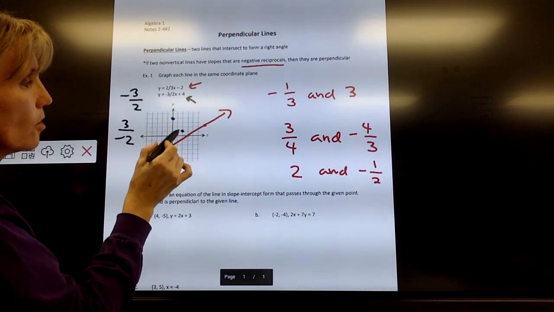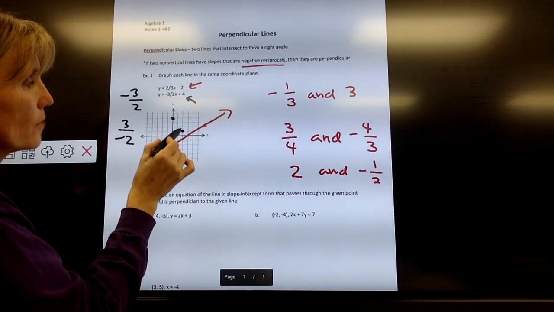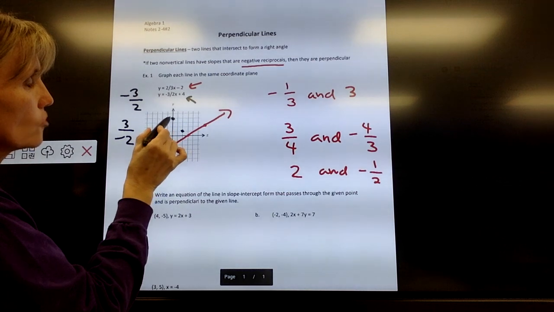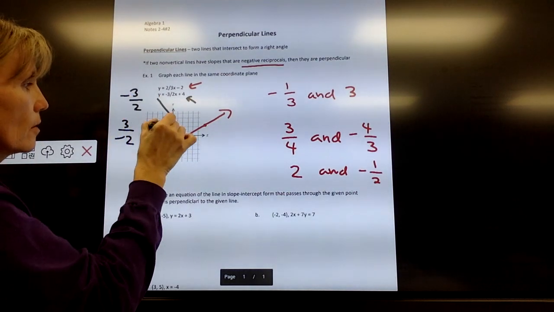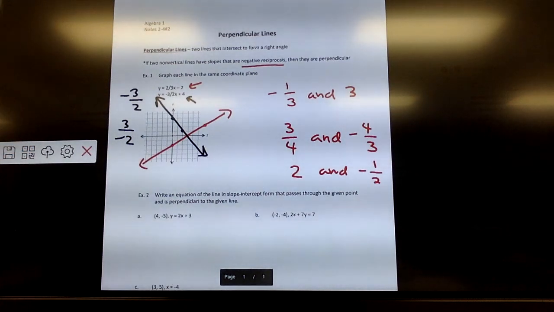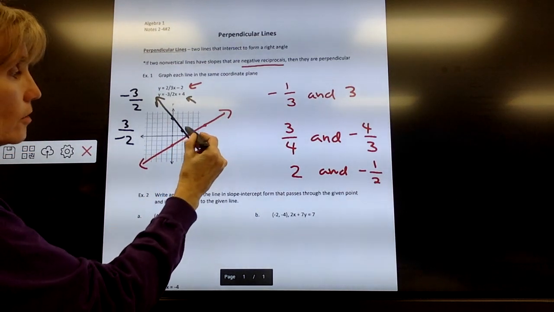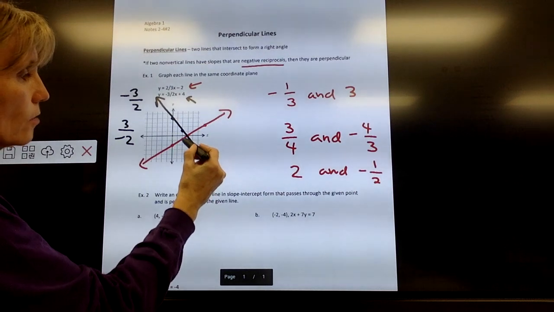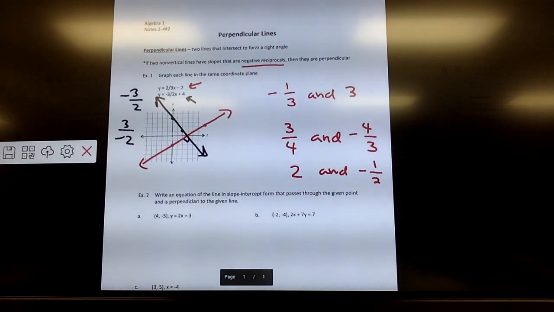Now that's going to take me off the graph, but look at this. If I go up from that second point, if I go up 3 and left 2, I hit that same point. Okay, so those are going to be your perpendicular lines, and if you look at it, they look like they're crossing. That's a right angle right there. That's why they're perpendicular to each other.